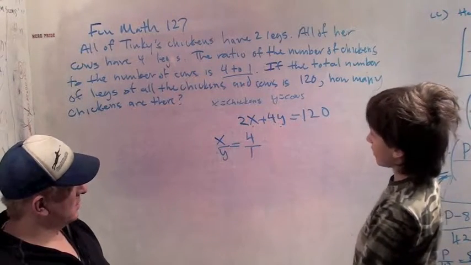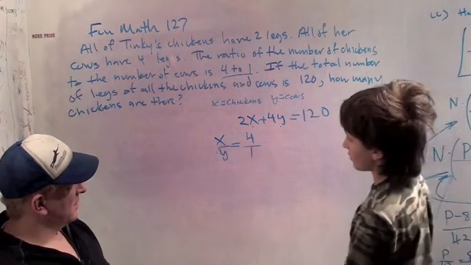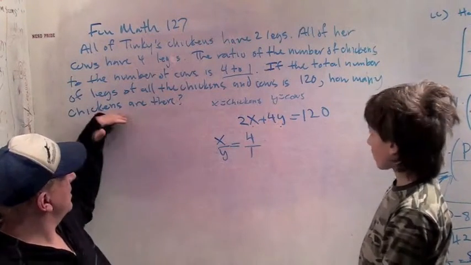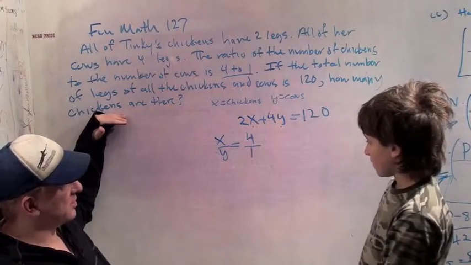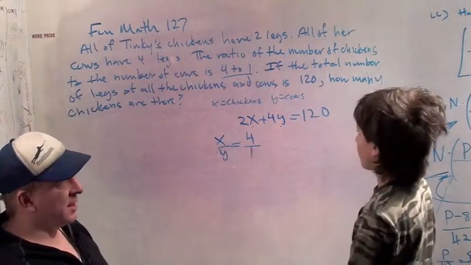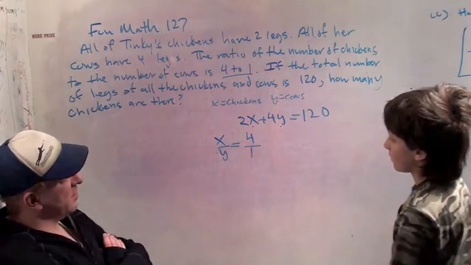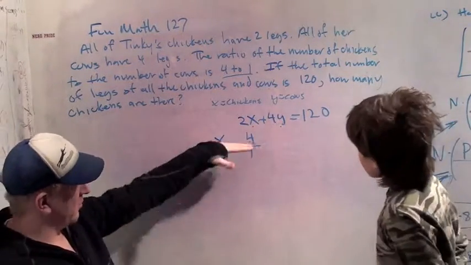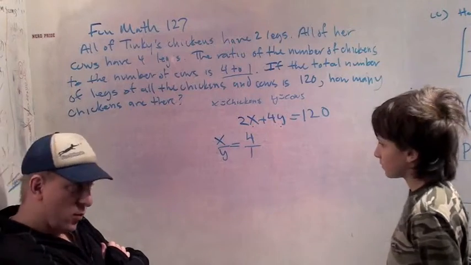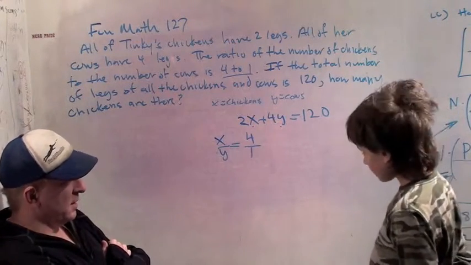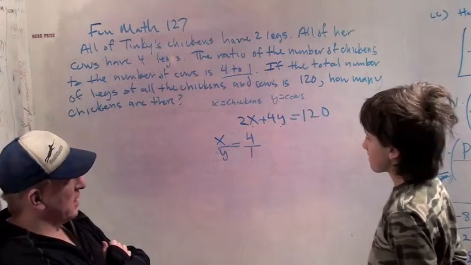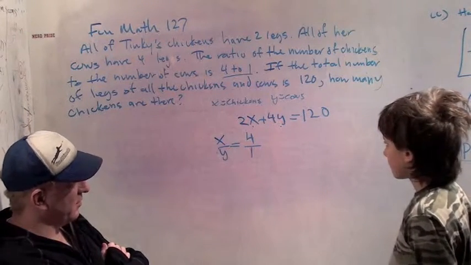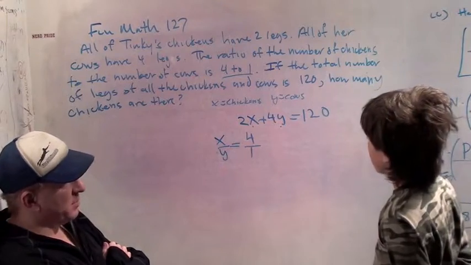It would be nice if they told us how many animals there were. Well, unfortunately, that's what they're asking you to solve. Once you know how many chickens there are, you'll be able to figure out how many cows there are, and then that's how many total animals there are. But right now, we have 2x plus 4y is 120, and x over y equals 4. So we have 2 equations and 2 unknowns, so we should be pretty happy. We should be able to figure this out. What's a good first step here?